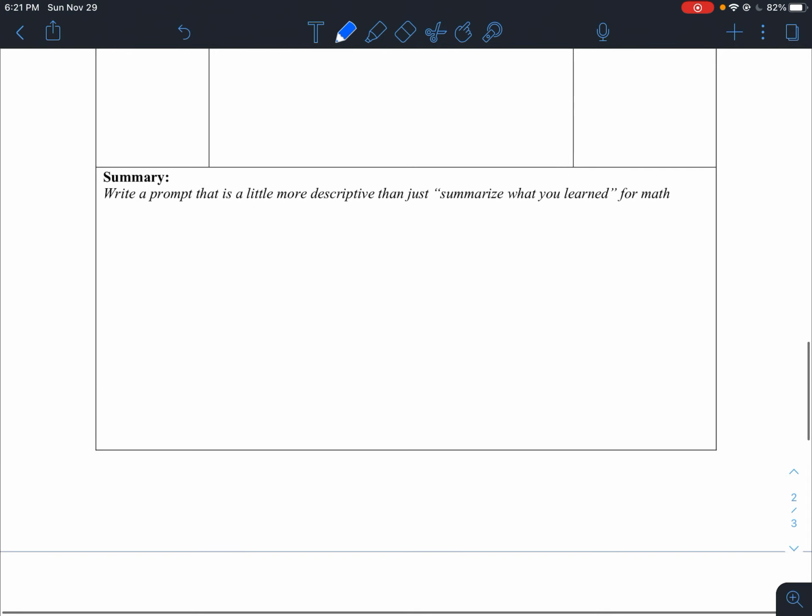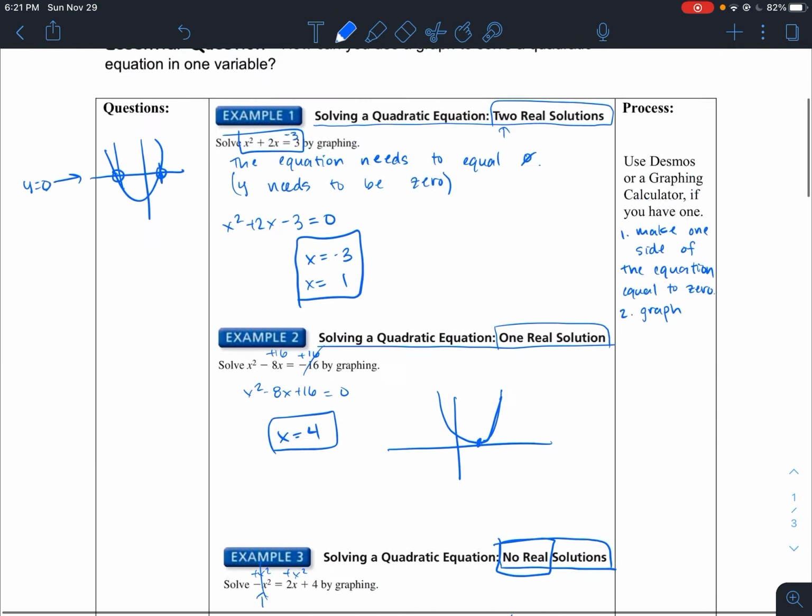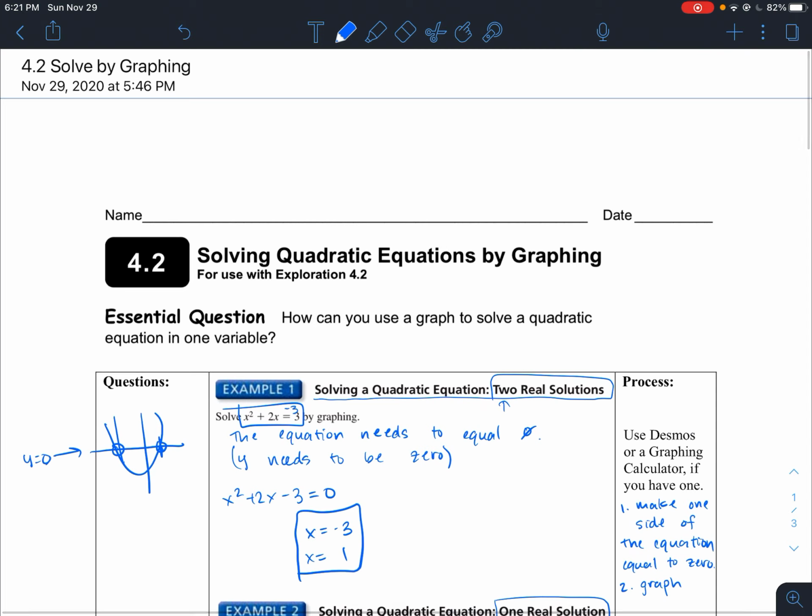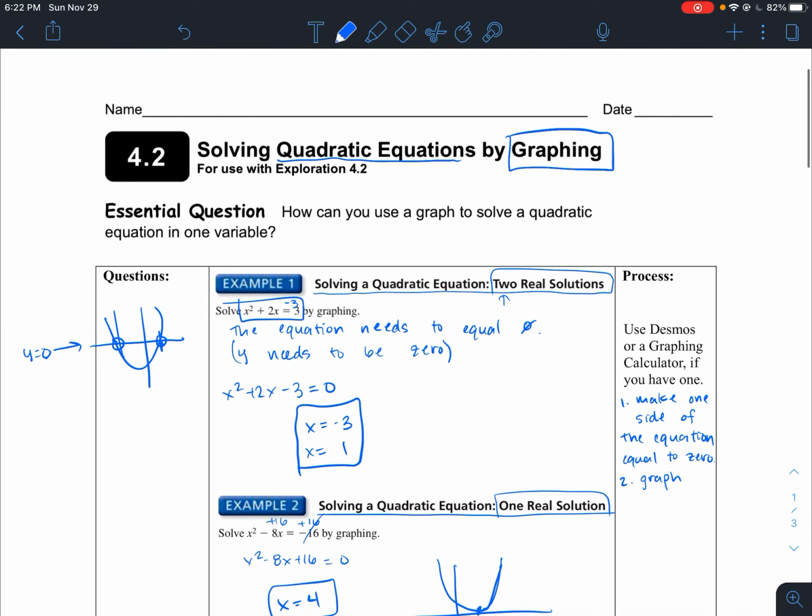Okay. So that's pretty much all it is for this 4.2. Basically, it's just using graphs to help you find solutions. So in the last unit, you might remember we would factor. Factoring's a way to find solutions. We'll find other methods of finding solutions to quadratic equations, but graphing is also a way to find solutions, and that's just the focus of 4.2.